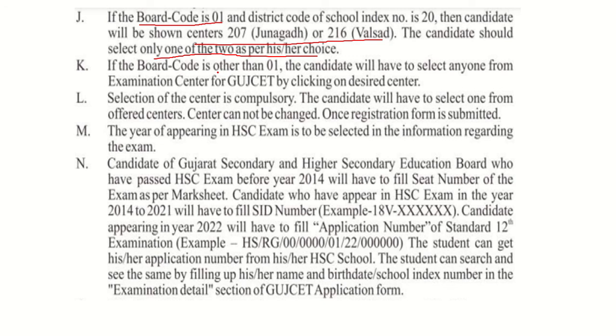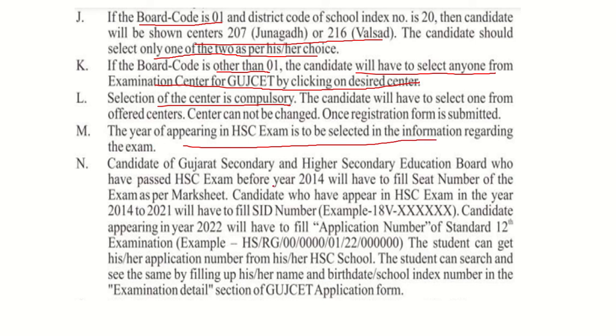now if the board code is other than 01, the candidates can select any one examination center for the GUJCET by clicking on the desired center. So if your board code is other than 01, you can select any of the exam center where you are comfortable or where you can reach comfortably and can appear in the examination. Remember, selection of the exam center is compulsory. Then the year of appearing in HSC higher secondary examination is to be selected in the information regarding the exam.